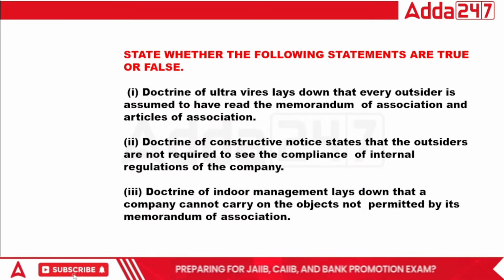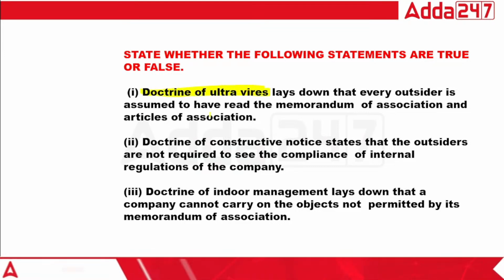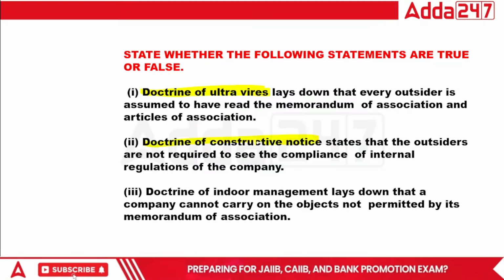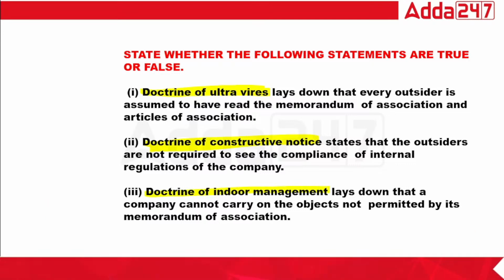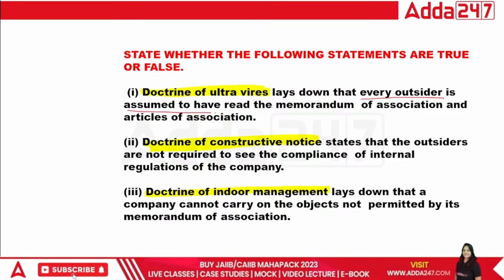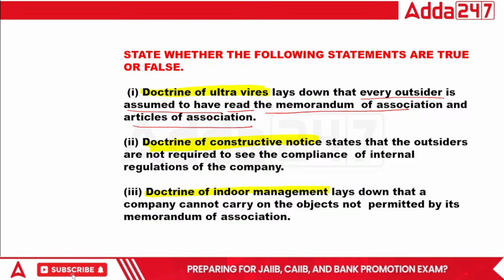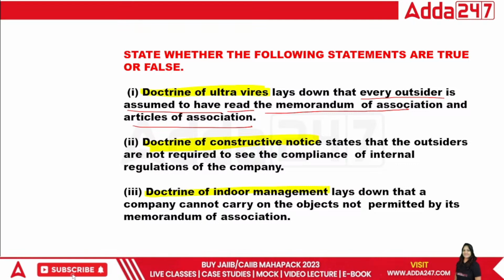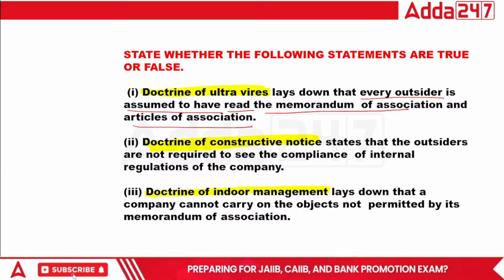Done. Next. Three doctrines are there and the questions are there: doctrine of ultra vires, doctrine of constructive notice, and doctrine of indoor management. What is written here in the first point: ultra vires lays down that every outsider is assumed to have read the memorandum of association and articles of association. First of all, remember the points. For this, you have to know what is doctrine of ultra vires, what is doctrine of constructive notice, and what is indoor management.